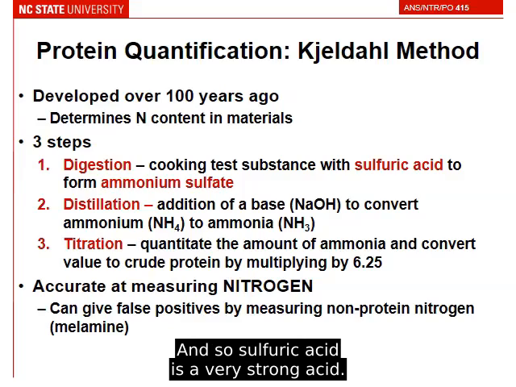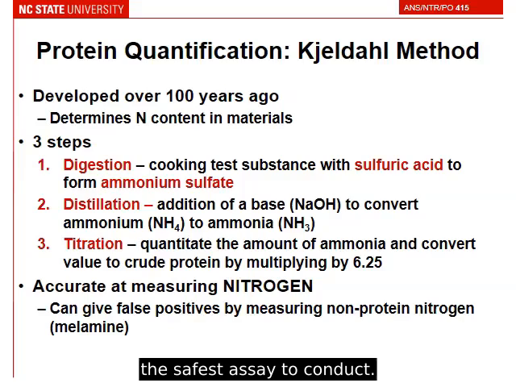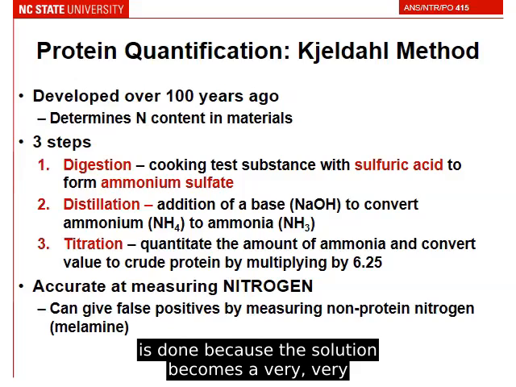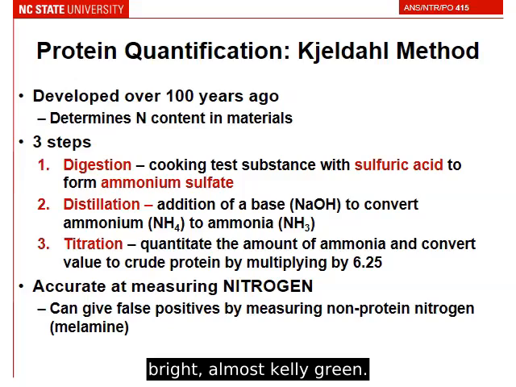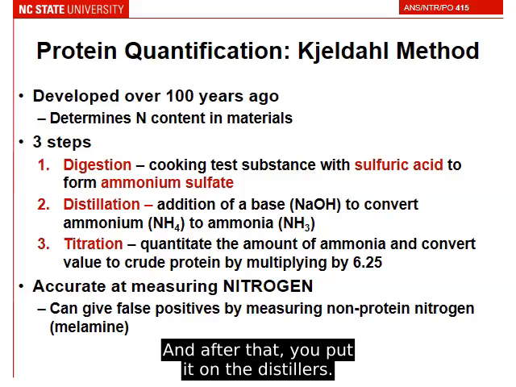Sulfuric acid is a very strong acid, and you can tell that this is not the safest assay to conduct. Typically you know that your digestion is done because the solution becomes a very bright, almost Kelly green. Once it gets that bright color, then you know that it's done digesting. And after that, you put it on the distillers.